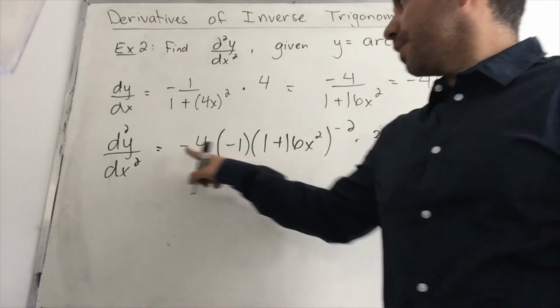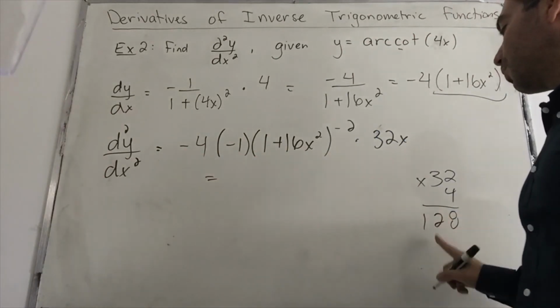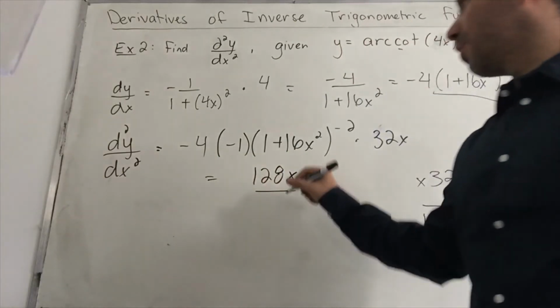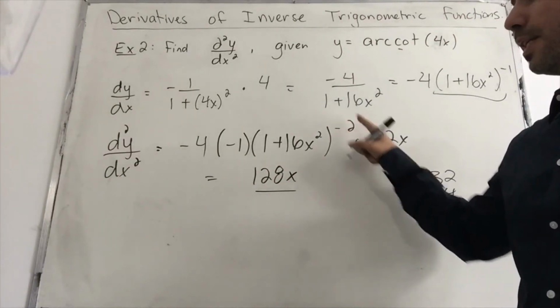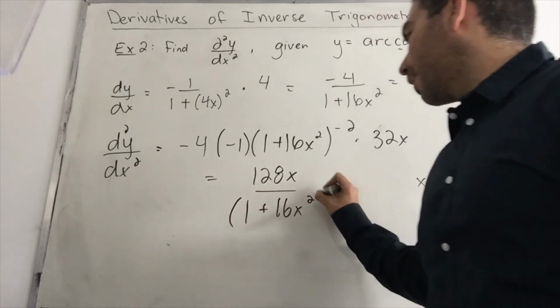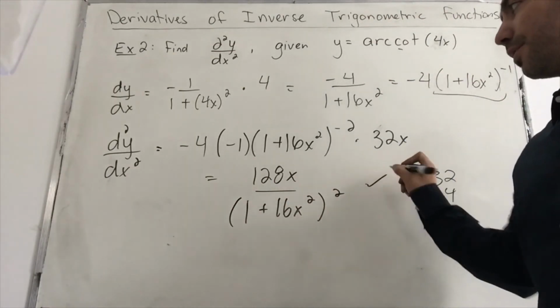So two negatives make it a positive. 4 times 32 is 128. So we get 128x on the numerator. And on the denominator we have, because we're going to drop it, it has a negative exponent, giving us 1 plus 16x squared, all that squared. And this is the answer.